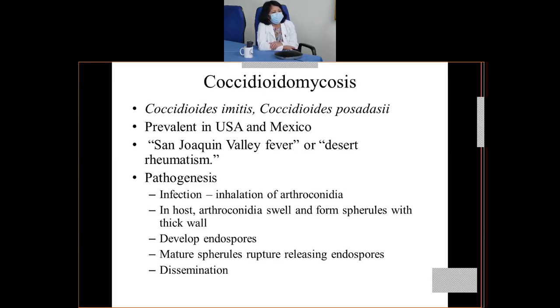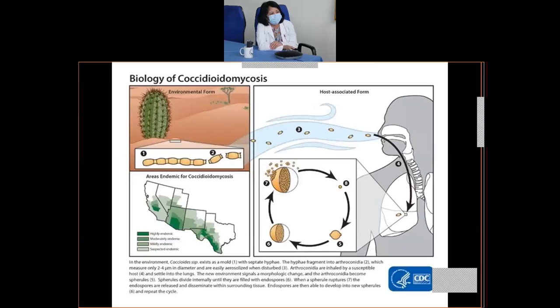So these endospores will be released following the rupture of these spherules, and as a result of the rupture of the spherules, that is the reason dissemination will be occurring. Okay, in this case, coming to the picture, you can see the one labeled 1, these are the arthroconidia. These are the chains of arthroconidia. Number 2 is the arthroconidia, which are barrel-shaped conidia. So infection is through inhalation of these barrel-shaped conidia or arthroconidia.